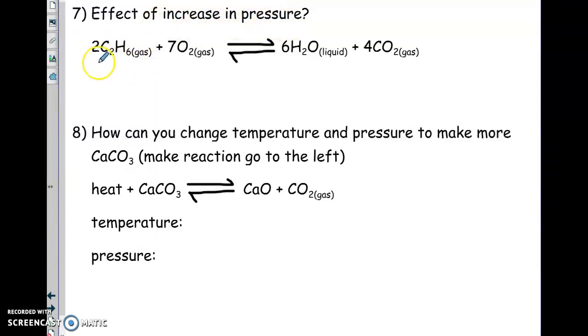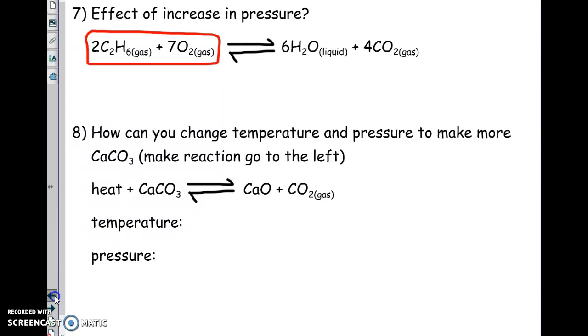So we have 2 atoms of this gas plus 7 atoms of oxygen gas. The reaction is reversible. It's said to be in equilibrium, and we know that because of this notation. 6 atoms of liquid water and then 4 atoms of carbon dioxide gas. So we look and we say, which side of the reaction has more atoms of gas? It's definitely going to be this side.